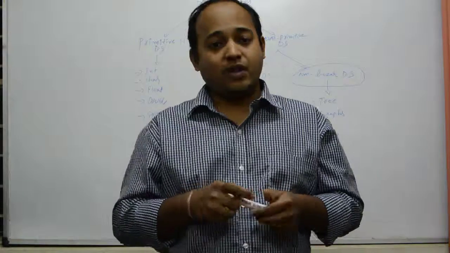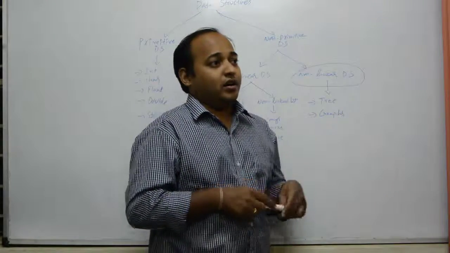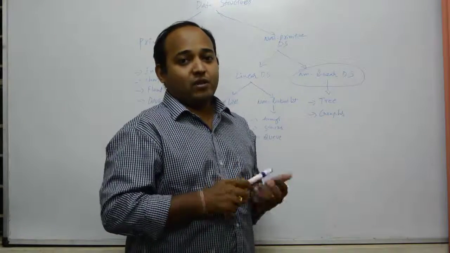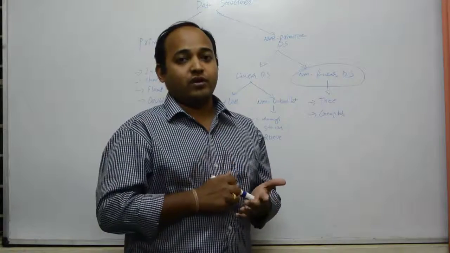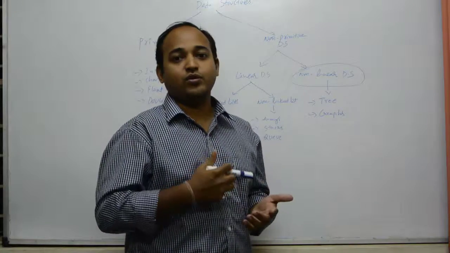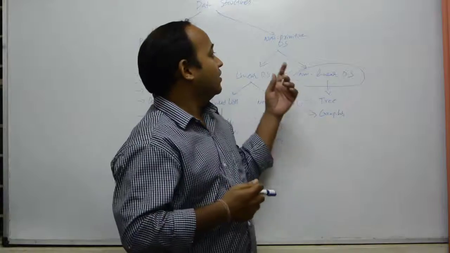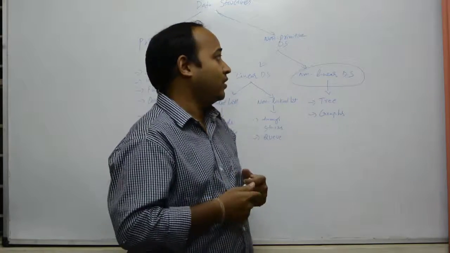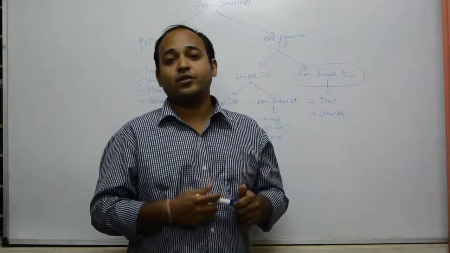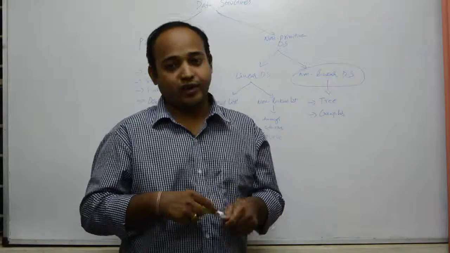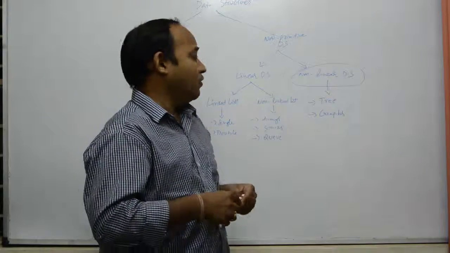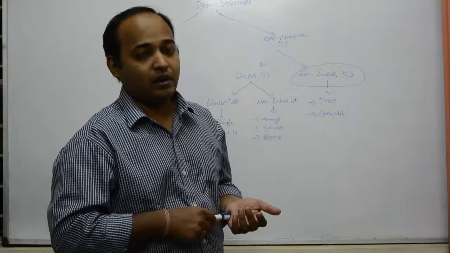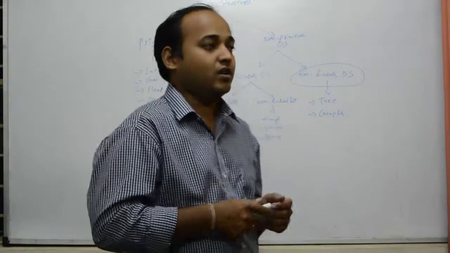And in this type of data structures, the data variables will be referenced by a pointer. These are the reference variables. So using these reference variables, these data structures are defined. And these non-primitive data structures can be classified again into two categories. First one is linear data structures and another one is non-linear data structures.